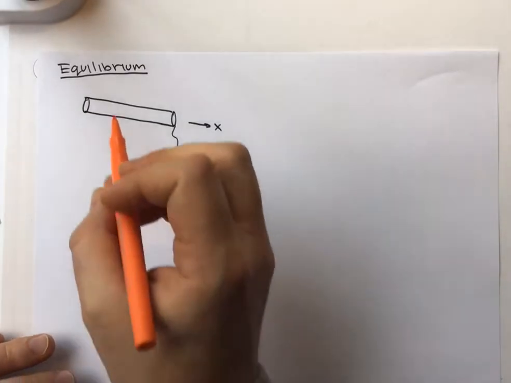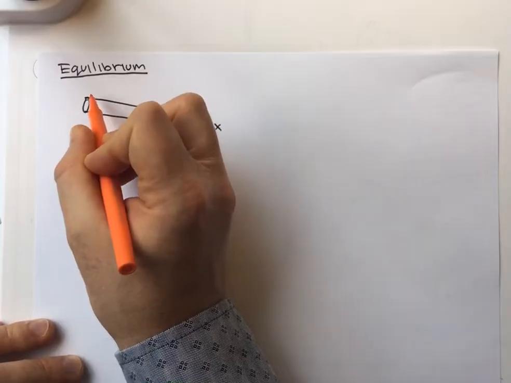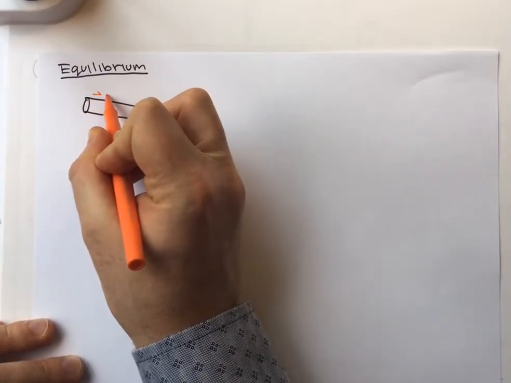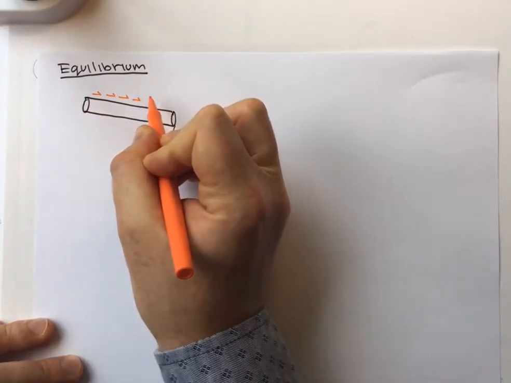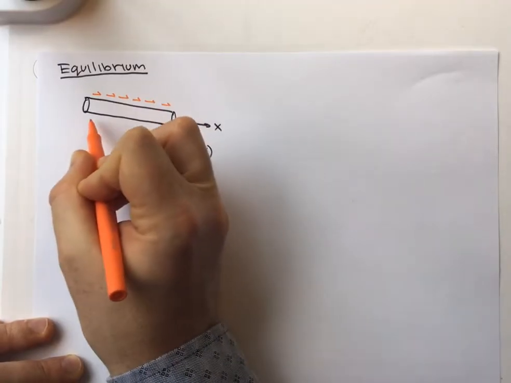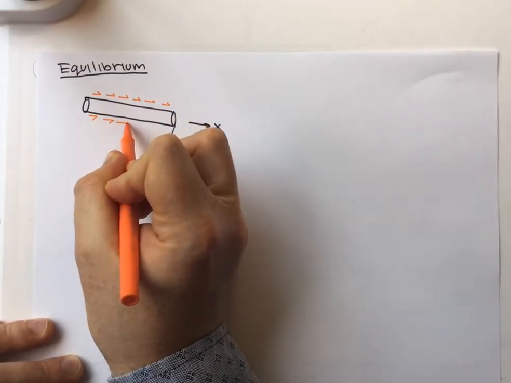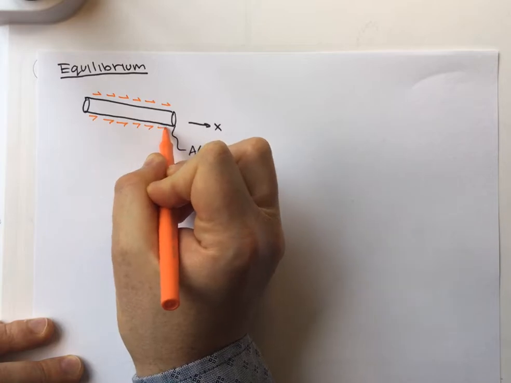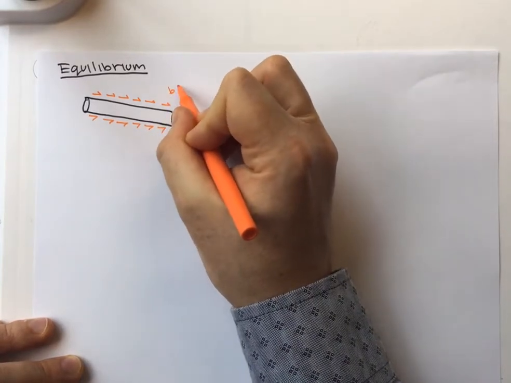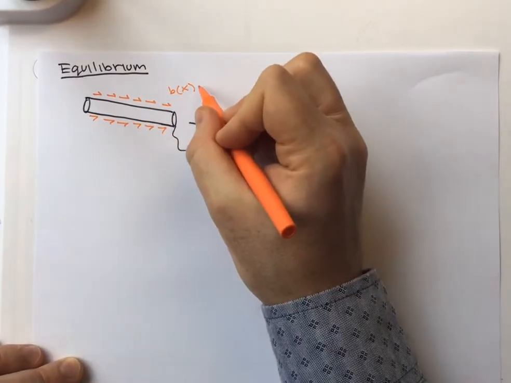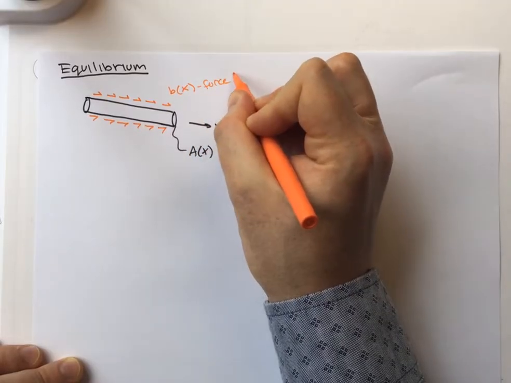And we're going to put some forces on this guy. So we have some force per unit length. It's going to go along the rod here. I'm going to draw that in orange. And I'm going to call that B of x. And that is some force per unit length.